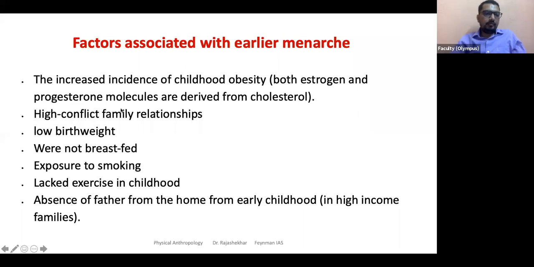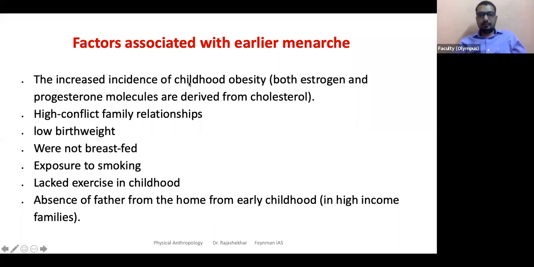Next, high conflict family relationships, more stressed environments. People with stress can also put on more weight and have hormonal imbalances. So high conflict families also tend to have children who show menarche early. Low birth weight children also tend to have early menarche. And children who are not breastfed can also have early menarche. And children who are exposed to smoking in their environment can also have early menarche.